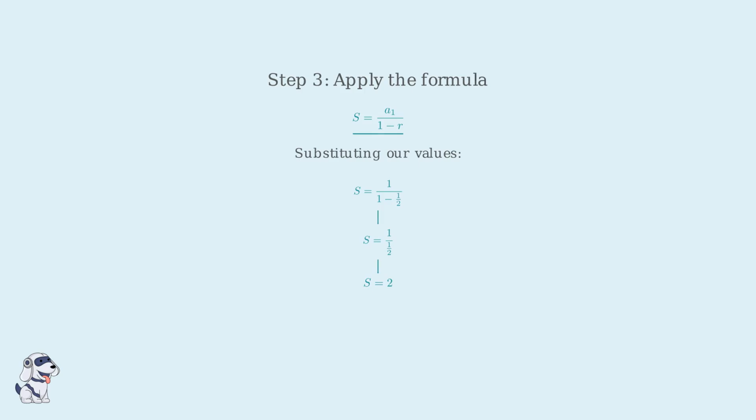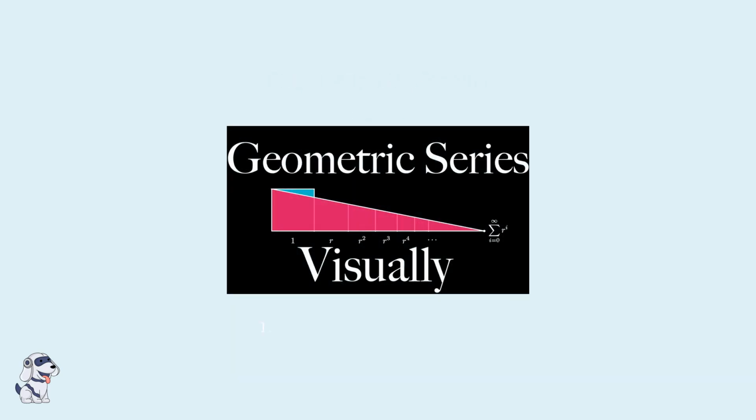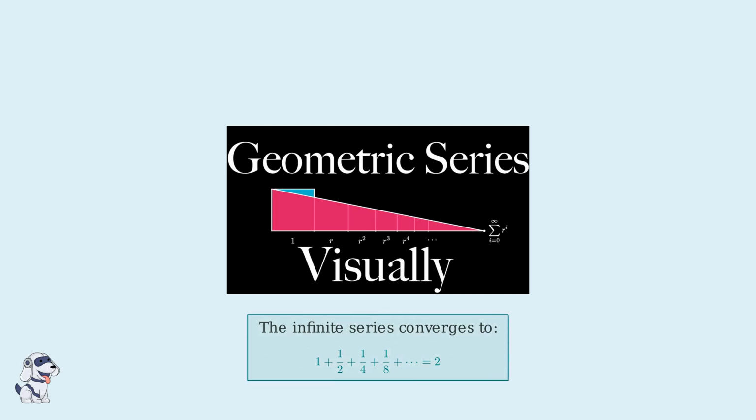Let's visualize what this means. The image shows how each term in the series gets progressively smaller, and they all add up to exactly 2. This example demonstrates the power of infinite geometric series. Even though we're adding infinitely many terms, the sum converges to the finite value of 2, showing how mathematical infinity can yield concrete, calculable results.